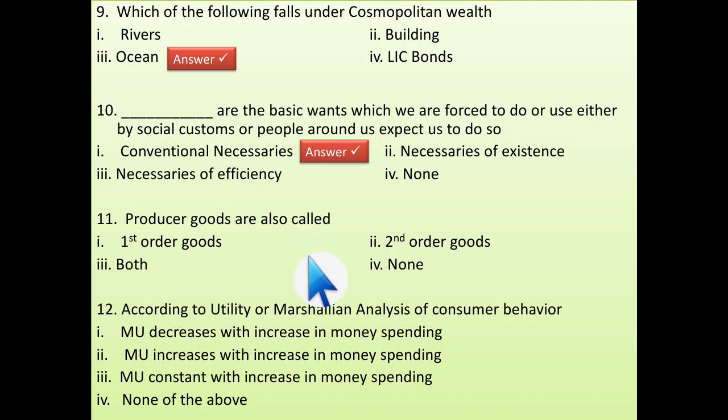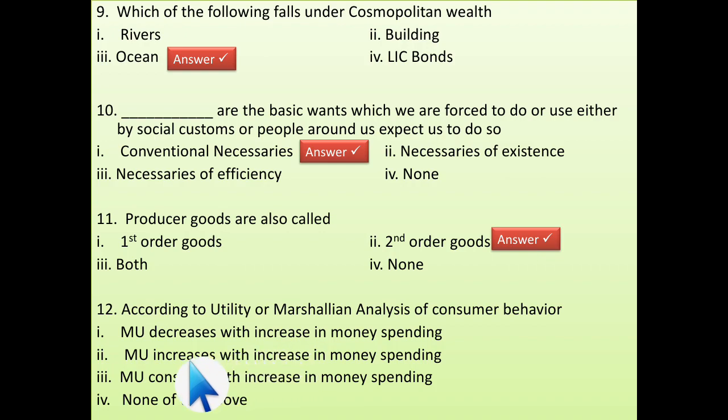Next question is, producer goods are called dash. Well, answer is second order goods. Why? Because I have told you, producer goods give indirect satisfaction. We cannot derive direct satisfaction by consuming the producer goods. That is why they are second order goods, and consumer goods are first order goods. Clear?